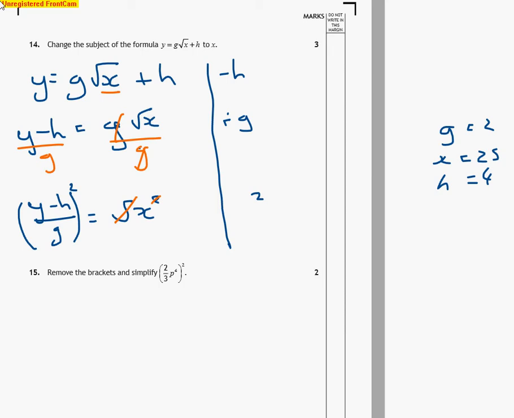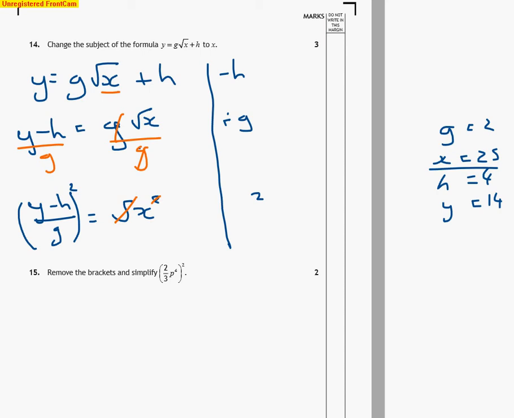But yeah, we said that y came out as 14. Then we worked it out. Okay. So if we do 14 minus h, that's going to give us 10. Divided by g, which is 2, is going to give us 5. And 5 squared would give us 25, which is what we said. So if you actually give them all numbers, then you can even check you've done it right as well.